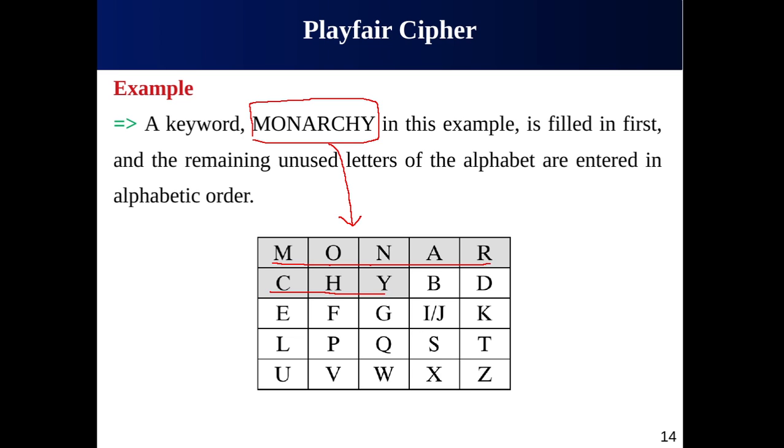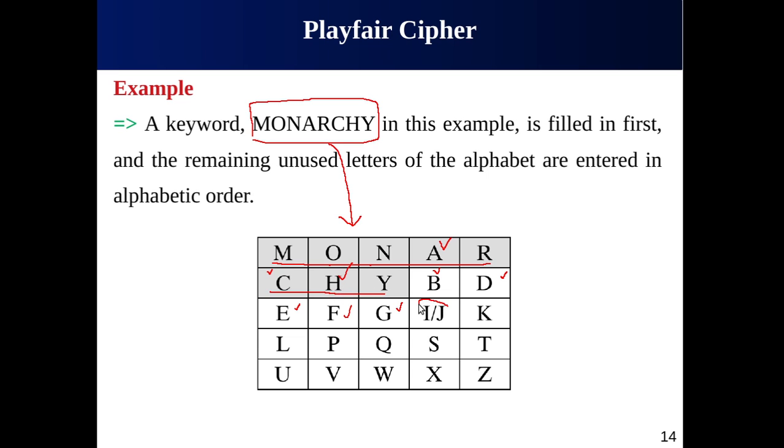After writing the keyword, you have to fill the rest of the cells with the remaining letters. So starting from A, we already have written the A. So the next letter to consider is B. Do we have B here? No. Write that. Next letter is C. Already written. Next letter is D. Write it. Then E. Then F. Duplicate is not allowed. G. H is already there. So we do not need to write it again.